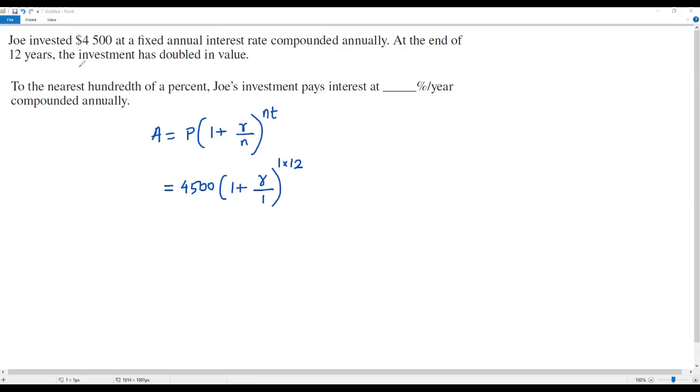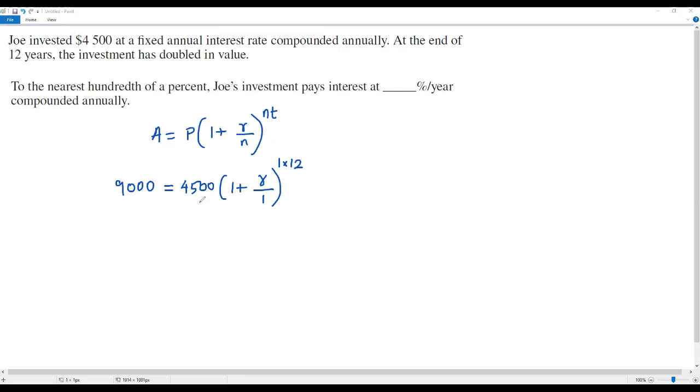In 12 years, the investment has doubled in value. What is the initial value of our investment? It's $4,500. If it has doubled in value, then the final value of the deposit will be 2 times 4,500, which is $9,000. Okay, now I've plugged in the values for A, P, N, and T. Now in this equation, I have to solve for R.